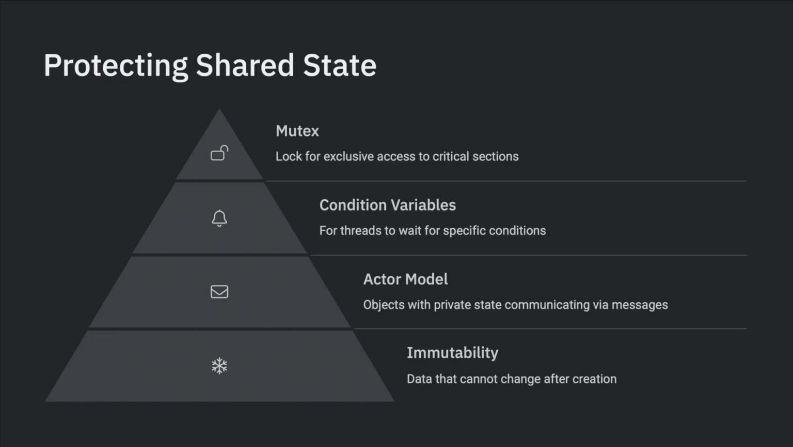Yes, the infamous GIL. What is it actually doing? In MRI, the standard Ruby, it's basically a giant lock around the Ruby interpreter itself. Only one thread can hold the GIL and execute Ruby code at any given moment. Even if I have 8 cores and 8 threads ready to go? Even then, only one thread gets to run Ruby instructions at a time. The others have to wait for the GIL to be released.